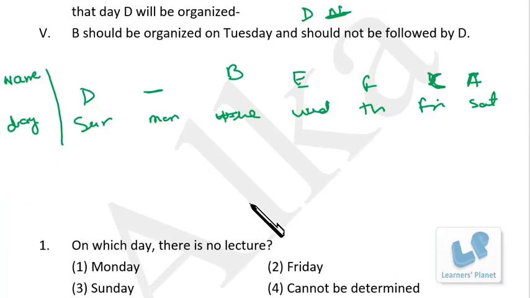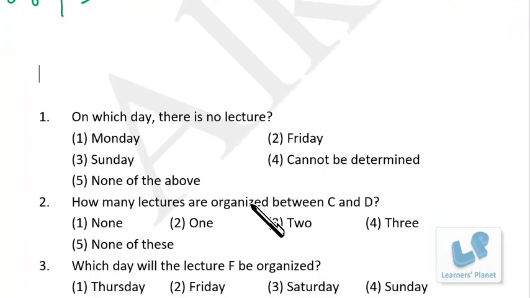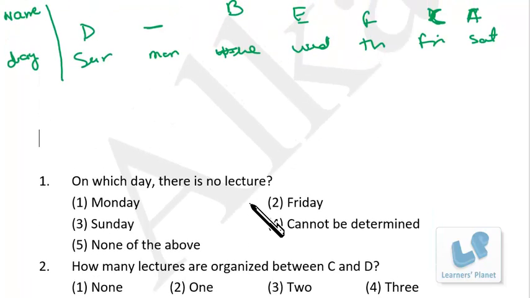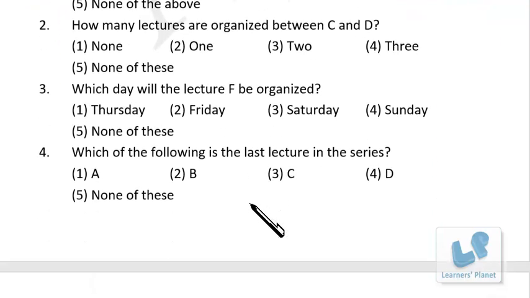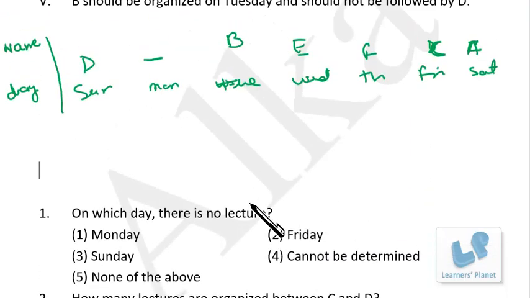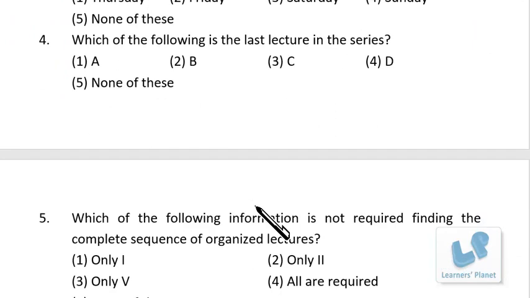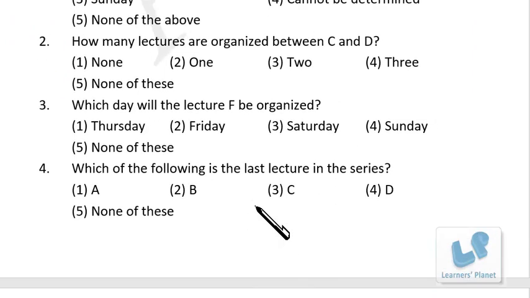So on which day is there no lecture? Monday. How many lectures are organized between C and D? So that you can count. Which day will lecture F be organized? All these 5 questions are there. So once you are able to make this table, this chart, you can answer all the questions. Pause the session, read out the question and then just answer.